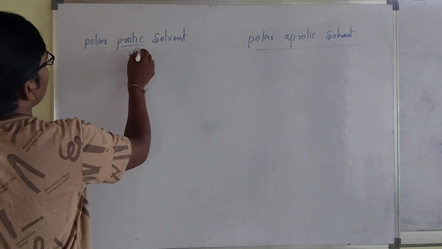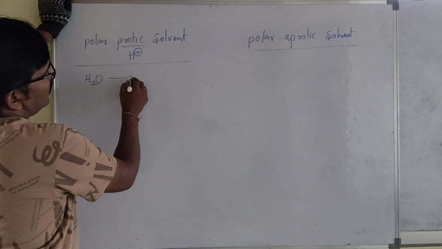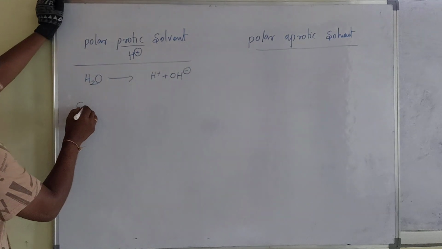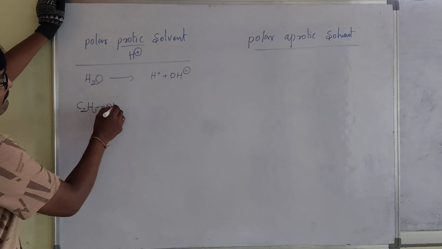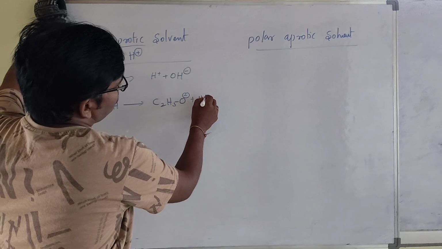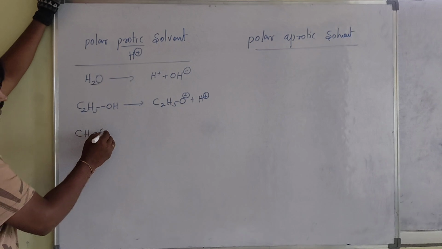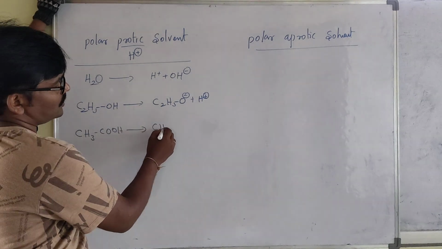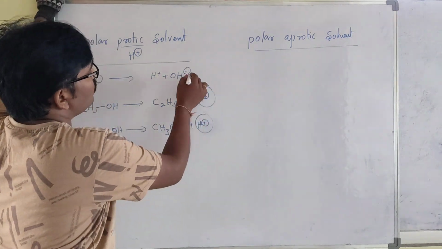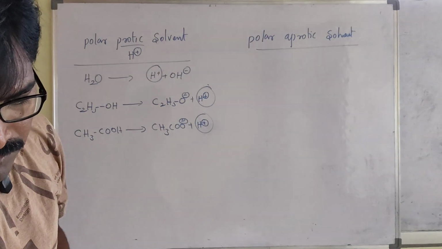Protic solvents are those that release H plus, protons. What are those? If you take water, H2O, it can release H plus and OH minus. If you take ethyl alcohol, it can release C2H5O minus plus H plus. If you take acetic acid, CH3COOH, it can release CH3COO minus plus H plus. All these we generally call protic solvents.